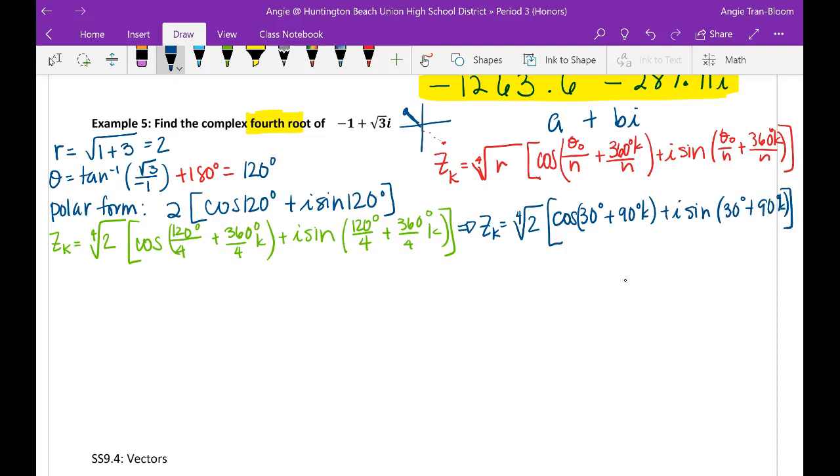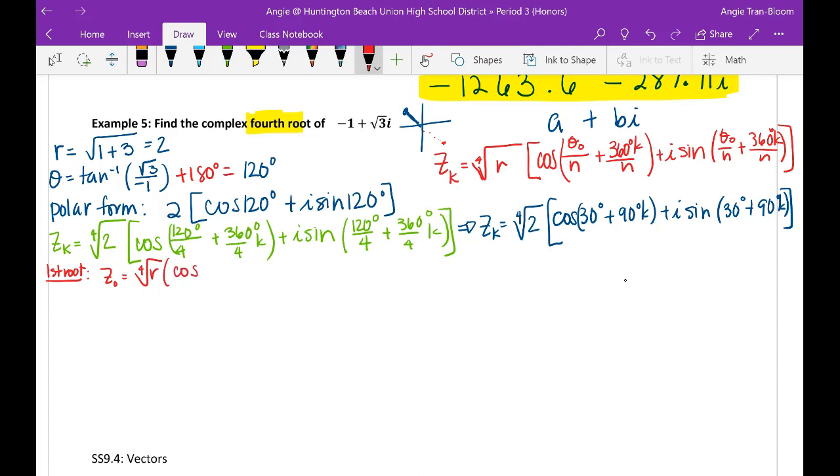Now what if I ask you to find the fifth root? Then you would do the fifth root of the radius and divide everything by 5. So let's do the first root. Remember we're starting at 0, okay? So z of 0 equals the fourth root of r. That stays the same.